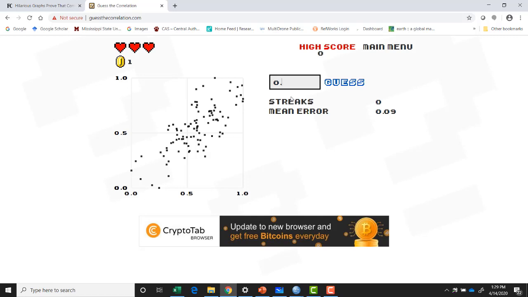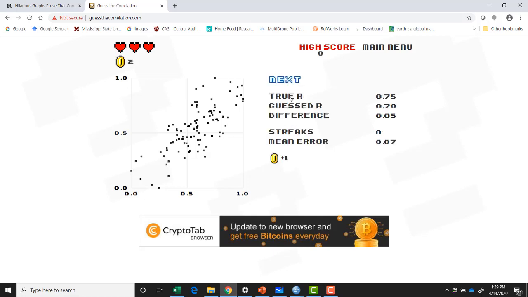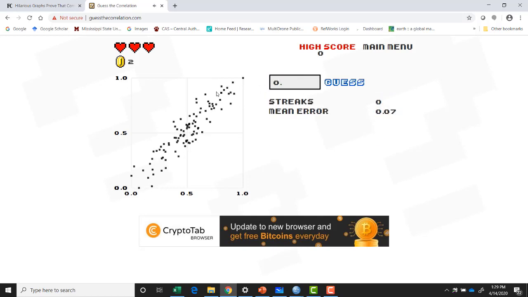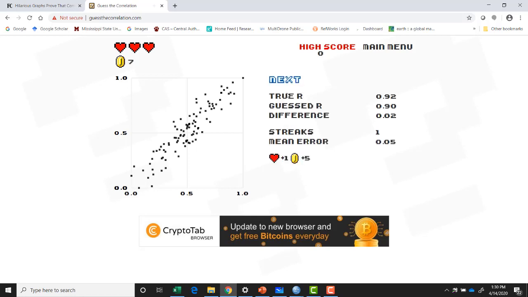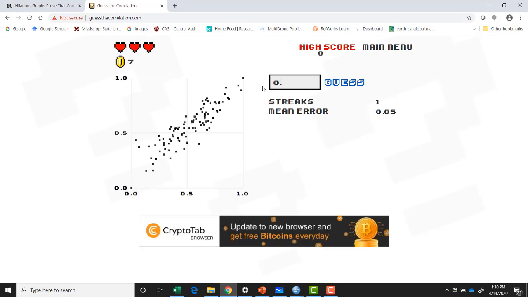I'm going to say 0.75. And this looks pretty strong. So I'm going to guess 0.9. And yeah, I was really close. And this looks still relatively close. I'm going to say 0.89.